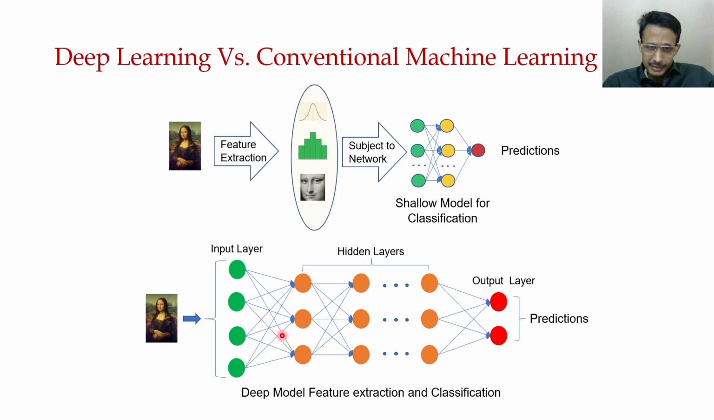So very simplistically, it is a kind of oversimplified way to say that the initial layers of the deep network are basically involved in feature extraction, and the later layers are doing the classification or prediction task. So that is the major difference here.